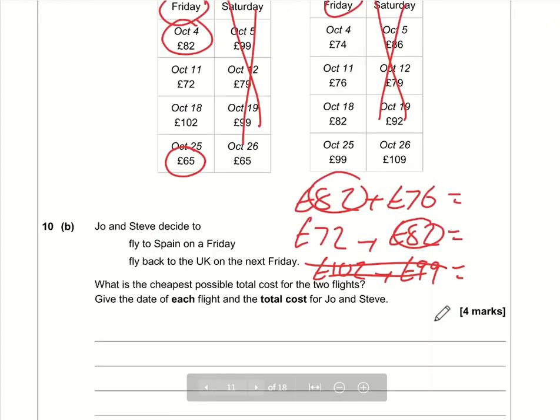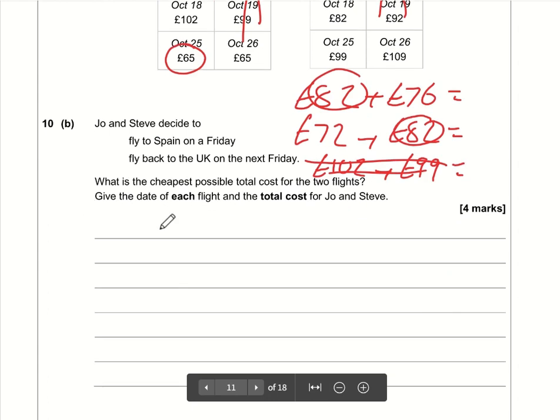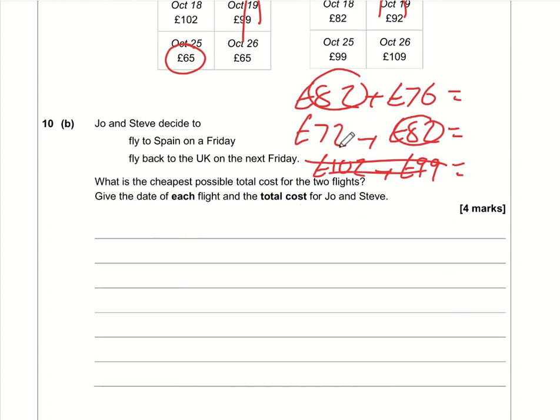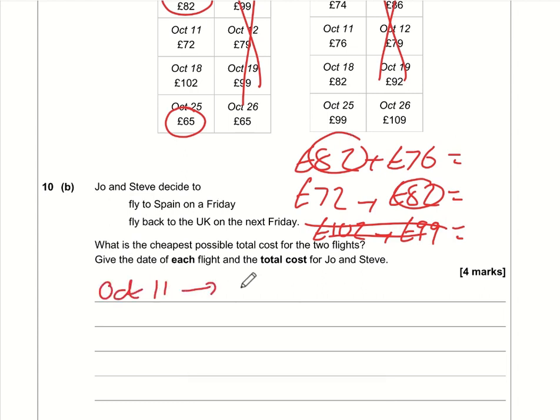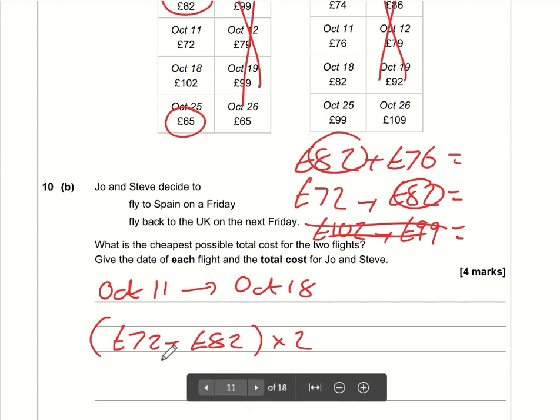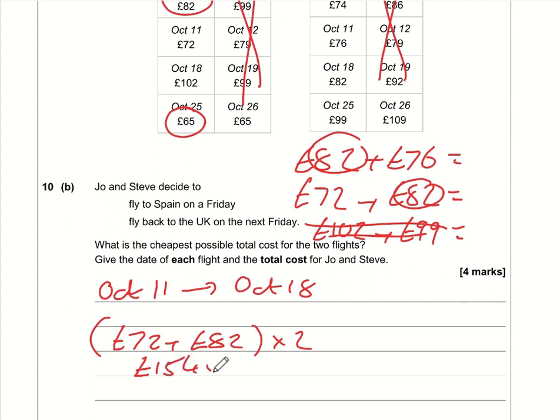So the dates are flying out on October the 11th and coming back on October the 18th. So that's going to cost £72 plus £82 per person. Of course, there's 2 of them. 72 plus 82 comes to a total of 154. So you want to do 154 multiplied by 2, which comes to 308. There we go.